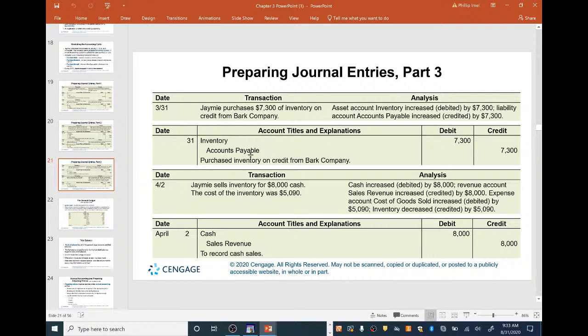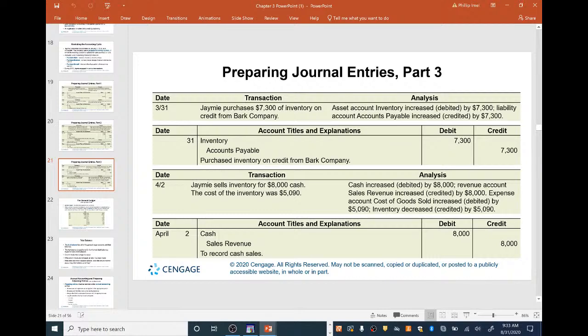So we've incurred a liability. Remember, liabilities are credit balances to increase. In particular, it's an accounts payable because we owe Bark Company for the inventory which we've received. So we debit the inventory, received it, $7,300, that's increasing it. Credit accounts payable for the liability that we've incurred of $7,300, because that's how we keep track of owing Bark for the inventory we received. Once again, the memorandum is purchased inventory on credit from Bark Company.